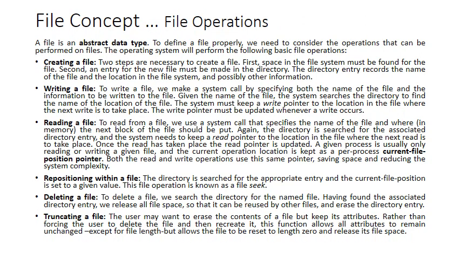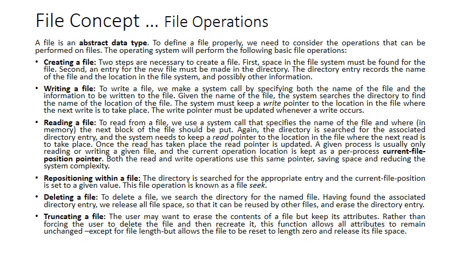Next, we are going to learn about the file operations. We have already learned that a file is an abstract data type. To define a file properly, we need to consider the operations that can be performed on files. The operating system will perform the following basic file operations. So when you take any operating systems, all these different operations can be performed easily.